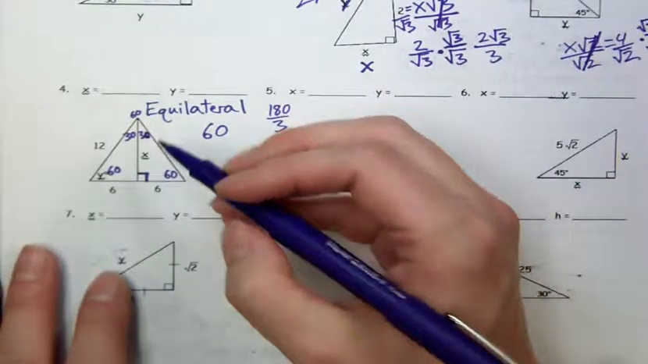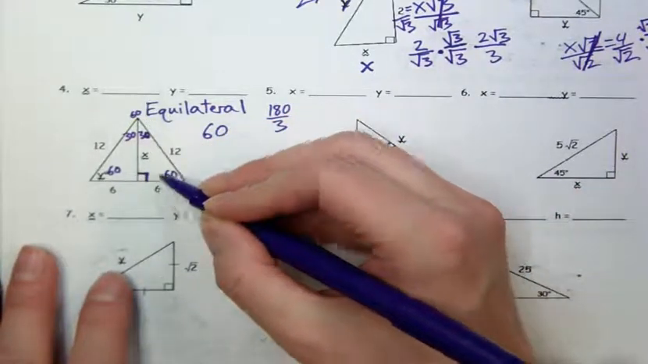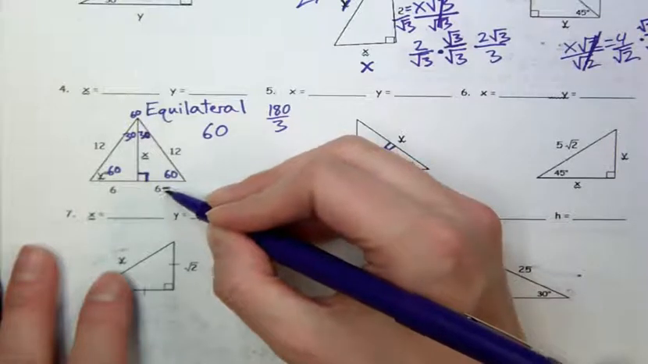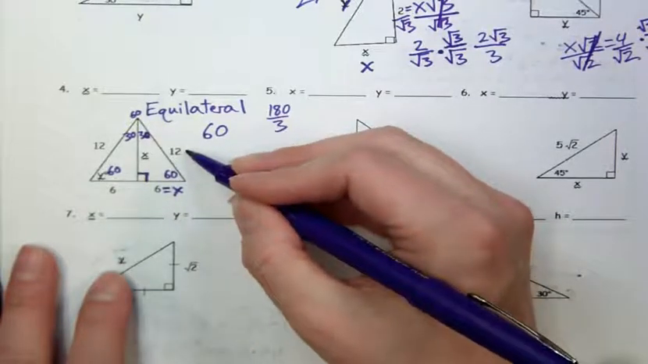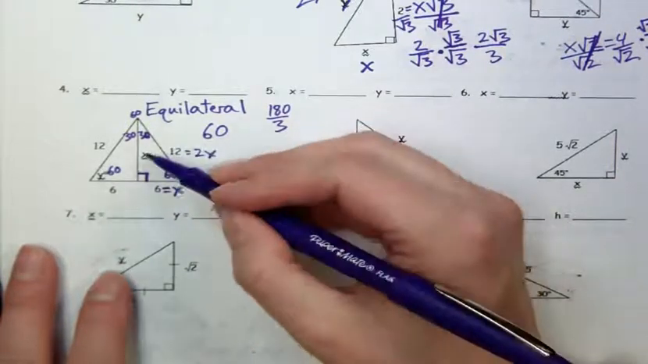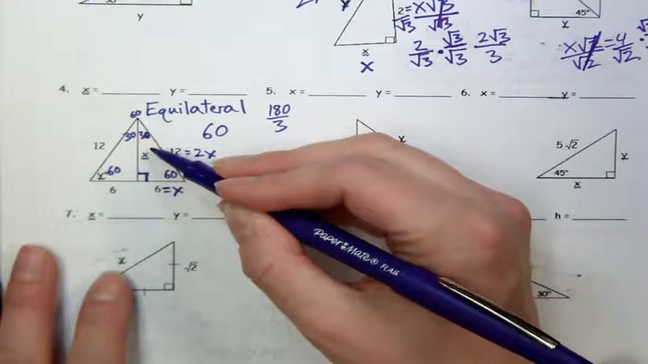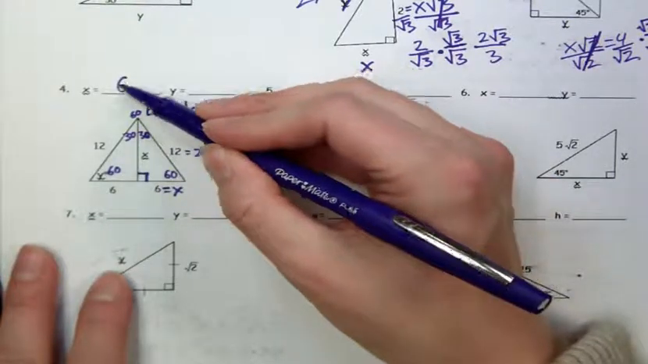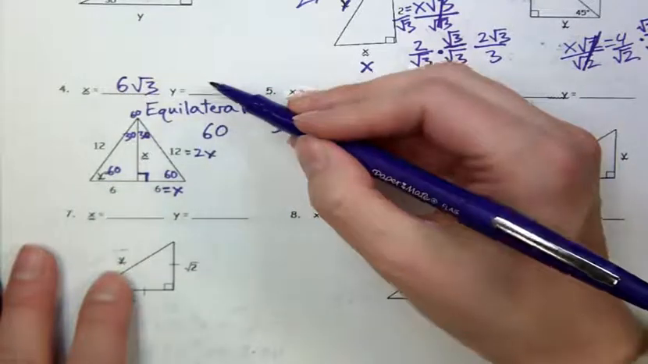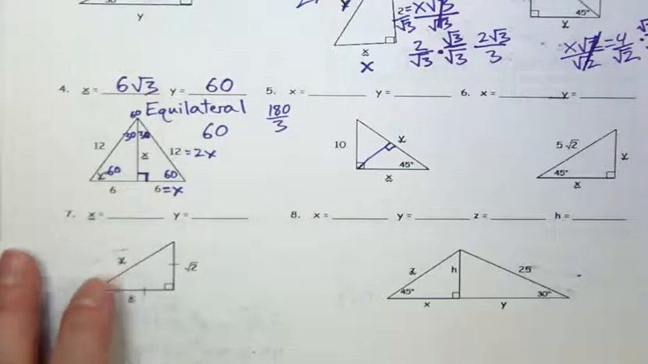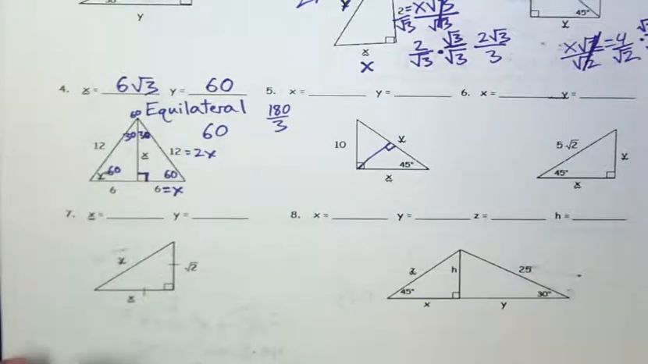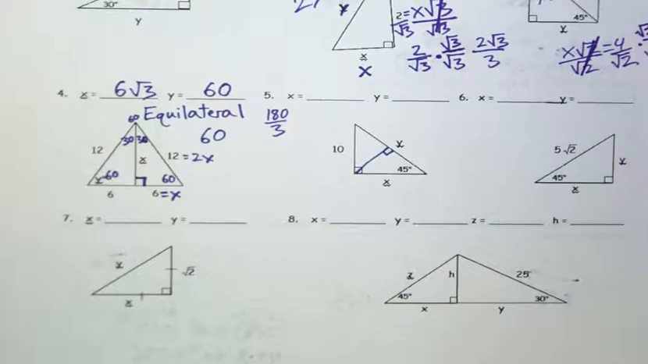And so that means that across from the 30, my 6 equals x, 12 equals 2x, and this x that I'm asked to find is just the x root 3, so it would be the 6 root 3. And y was the 60 that we found. See how much easier that is than like doing the whole Pythagorean theorem out? Saves a lot of time to follow these patterns.